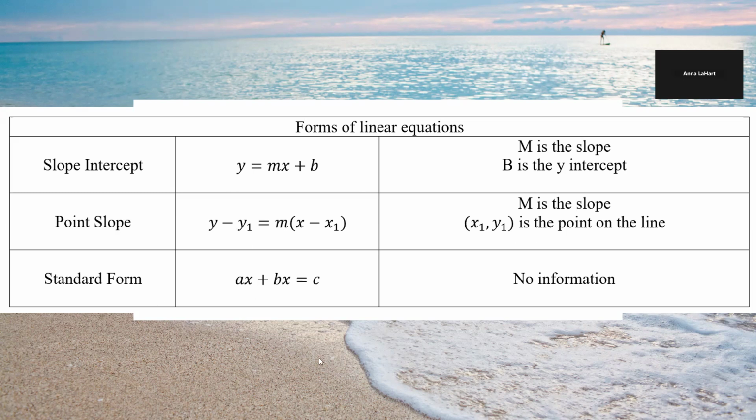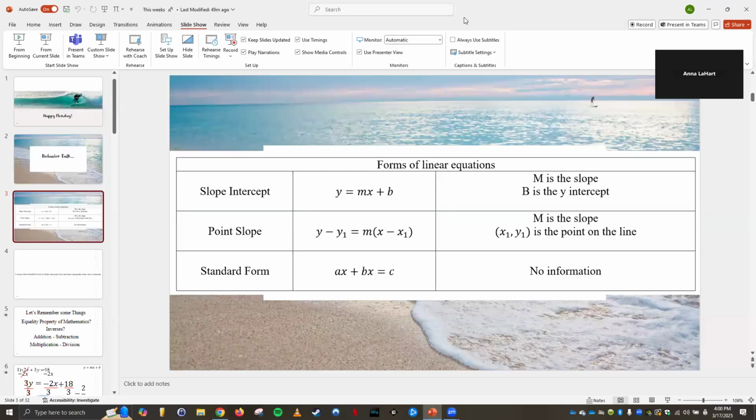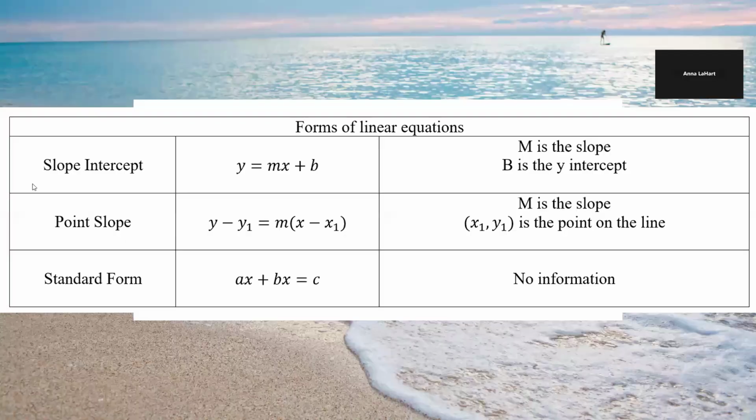This guy, when it's in standard form, no, that was a typo. It should be ax plus by equals c. Annotate. Here we go. Can you please make this a y? Let that be a y.